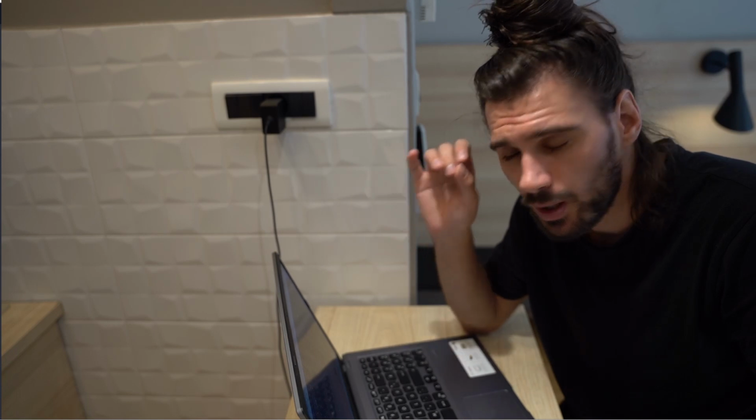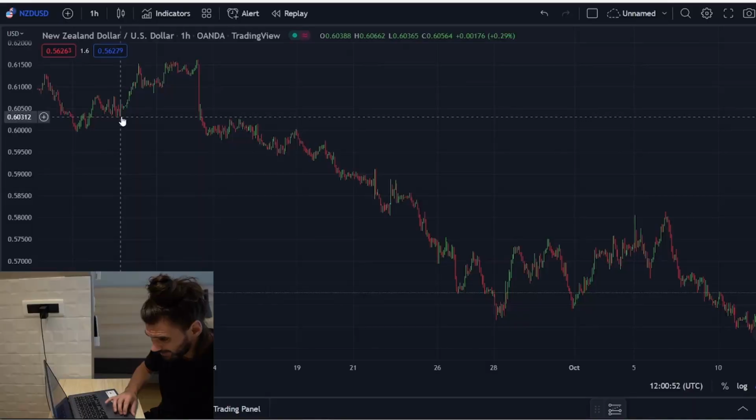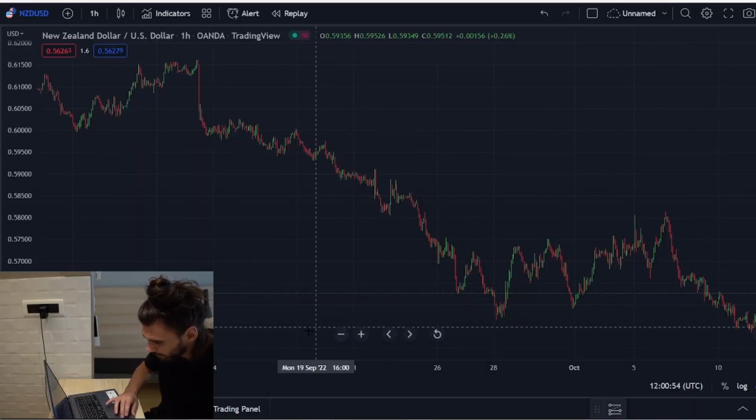So this strategy works on bigger time frames and lower time frames, so basically on every time frame. But here we are going to start today with the lower time frames. So here is an example on the bigger time frame.